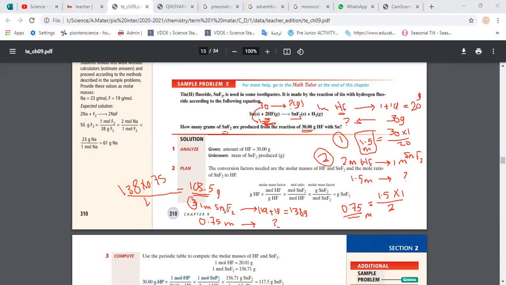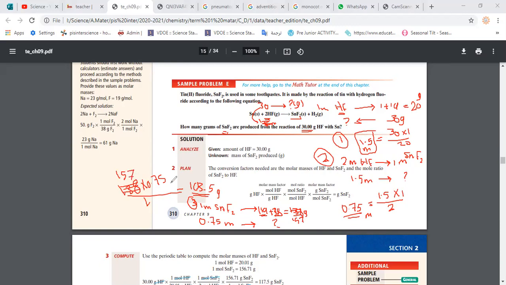We just forgot SnF2. So Sn is 119. Okay, 19, just one fluorine, so we need 2 fluorine. So it's going to be 38. Okay, so let's modify our calculation. The total mass will be 175 grams. So let's make this calculation again, Abdurrahman.